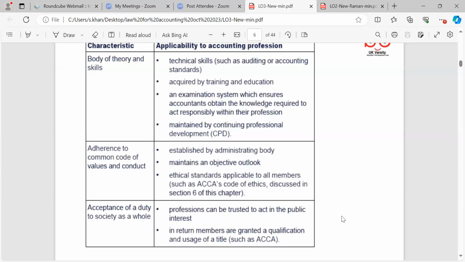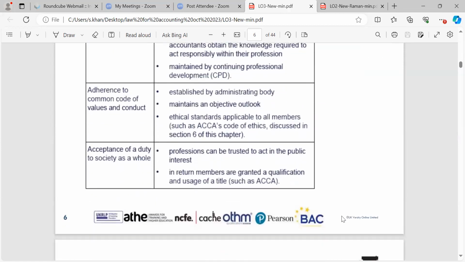So there's a body of theory and skills. That means technical skills such as auditing, acquired by training and education, an examination system which ensures accountants obtain the knowledge required to act responsibly within their profession, and maintained by continuing professional development. Adherence to a common code of values and conduct: this is established by the administrating body, maintains an objective outlook and ethical standards applicable to all members, such as ACCA's codes of conduct. And acceptance of a duty to society, so your profession can be trusted in the public interest, and in return members are granted a qualification and usage.